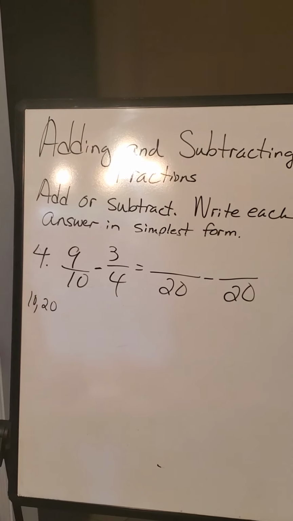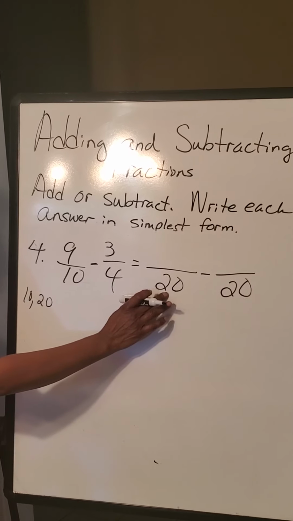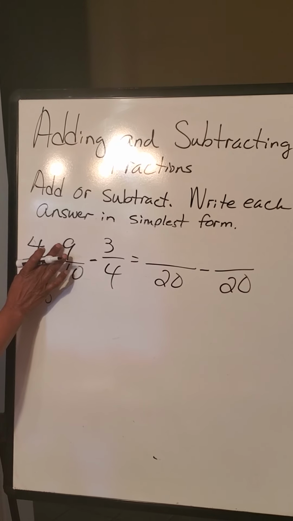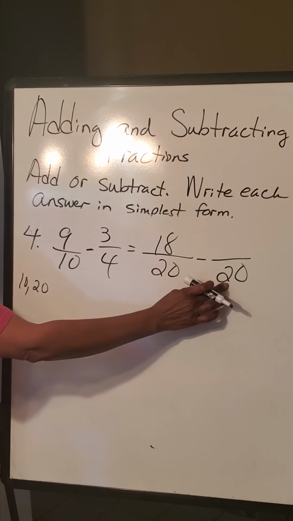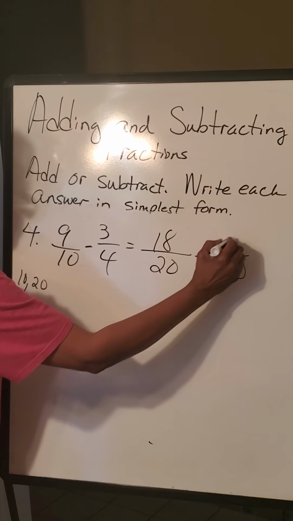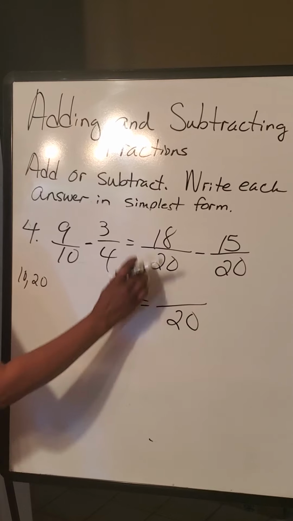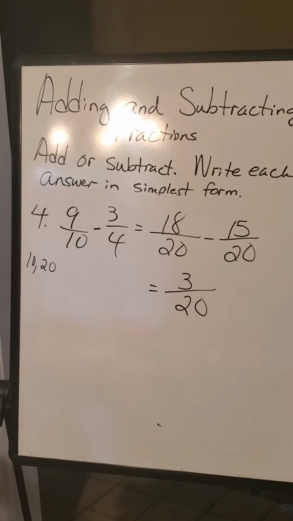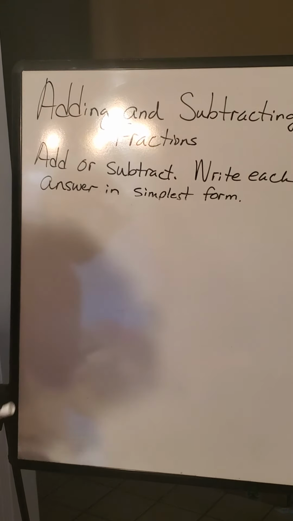In other words, I'm trying to find an equivalent fraction. So ask yourself, 10 times what gives me 20? It will be 2. So take that 2, multiply times this numerator. 2 times 9 gives me 18. 4 times what number gives me 20? It will be 5. So 5 times 3 gives me 15. Now that they have the same denominator of 20, subtract 18 minus 15 gives us 3, so we get an answer of 3/20.